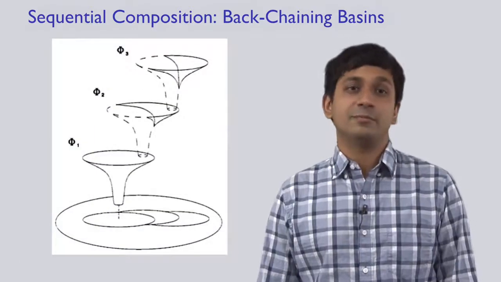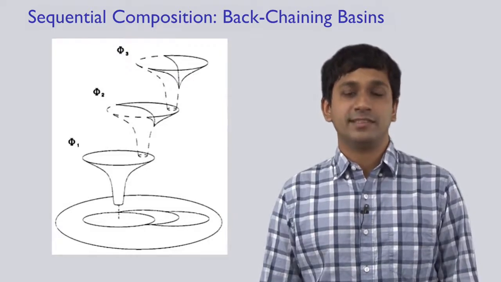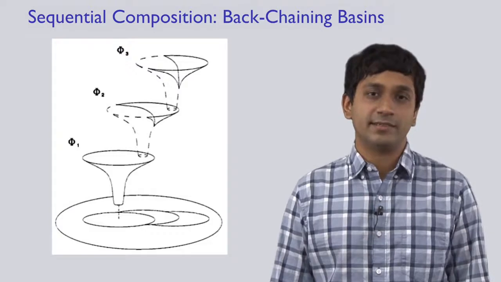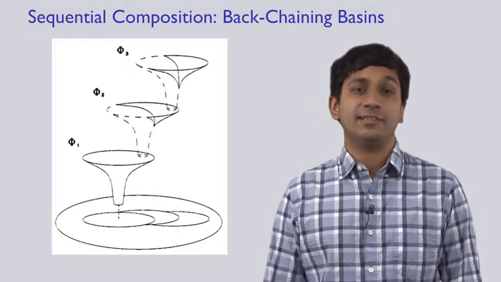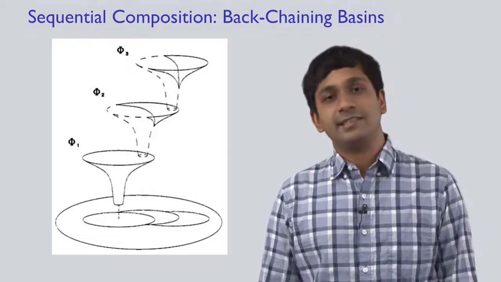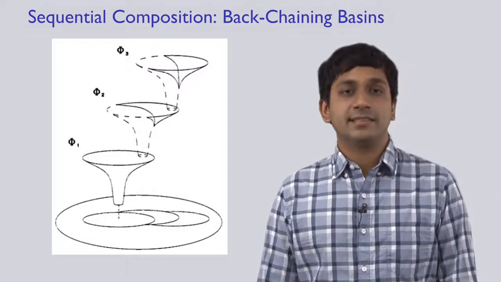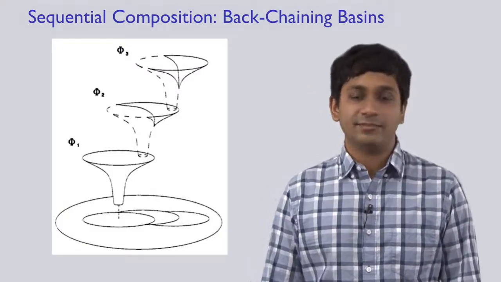But what if now we had multiple funnels? So instead of just rolling down one, we could have the states roll down one funnel, then into a second one, and then into a third one, etc. This simple cartoon is really the idea behind sequential composition, or back-chaining basins. The only rule, really, is that the goal location of the first funnel has to be within the basin of the second funnel. That's it.